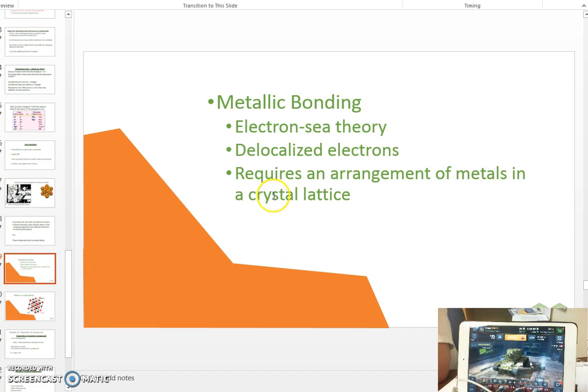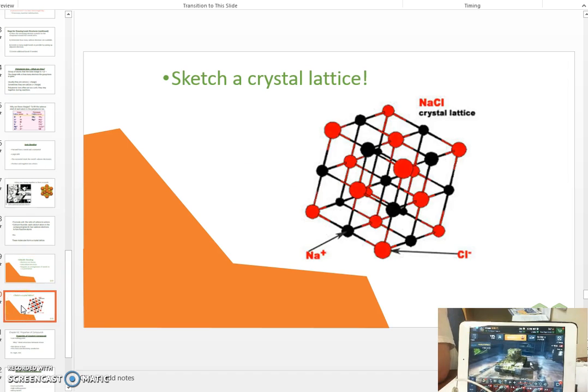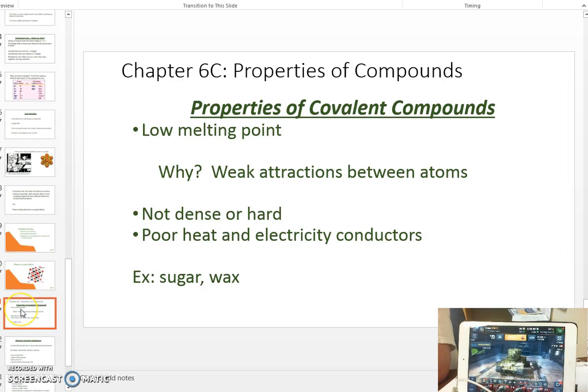And yes, metallic bonding requires an arrangement of metals in a crystal lattice. So here, I sketched a crystal lattice. This is an example of an NaCl crystal lattice. Okay, crystal lattice doesn't just apply to metallic bonding. It applies to any kind of bonding where the atoms line up and form some kind of crystal structure. And that's what the lattice is. It's a structure. It's like a building in a way.